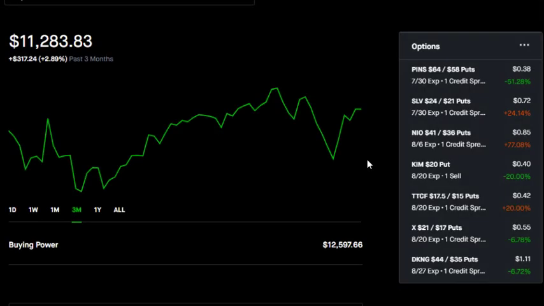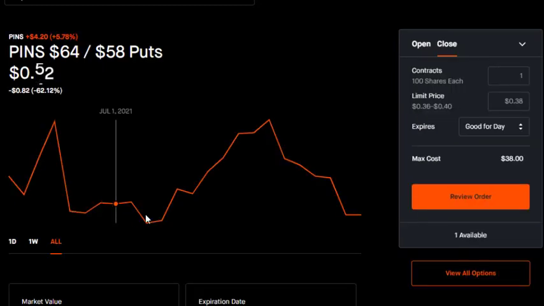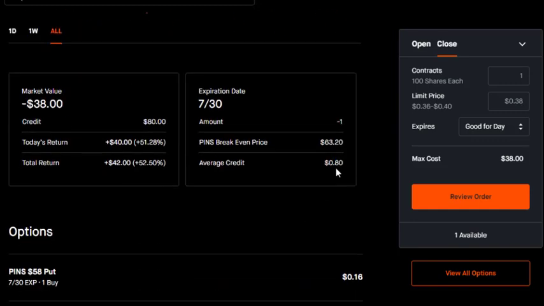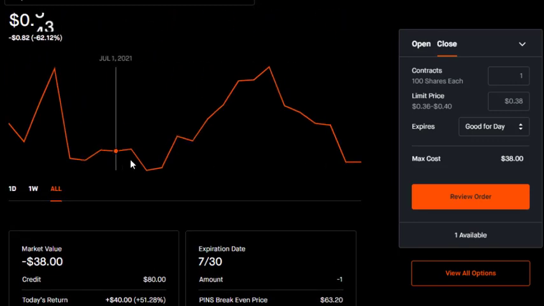Moving over here to my Robinhood portfolio, you can see I'm still long Pinterest here. Pinterest was down to around 29 cents and I should have been exiting here and I could have re-entered for a much higher price, but then it's right back down to 38 cents and I took an 80-cent credit for this, so I could have made more money here if I was paying attention, but I wasn't, so it's still going to be a profit, but not as much of a profit as it should have been.